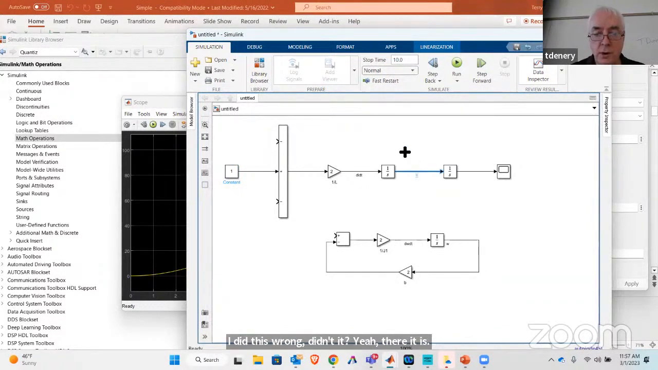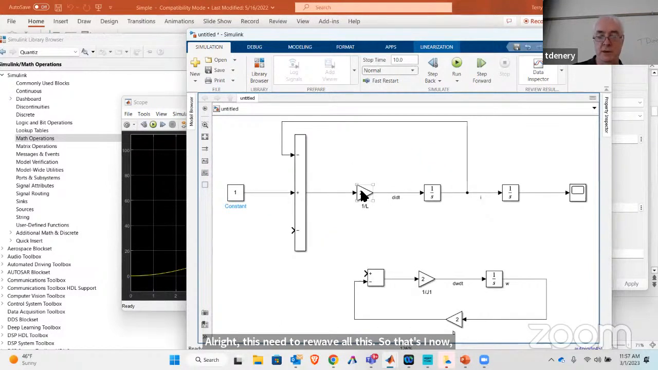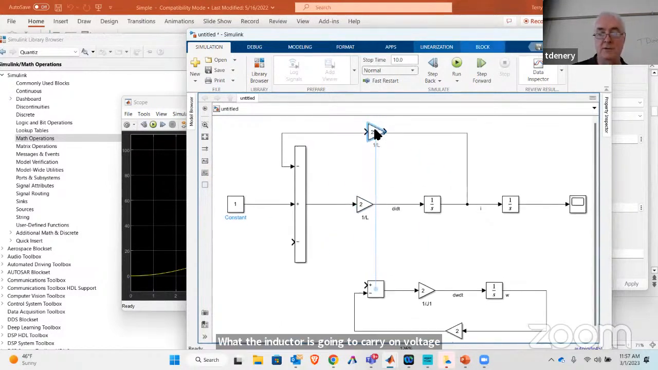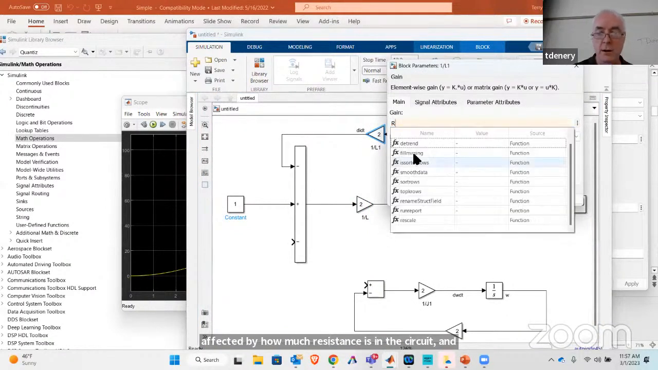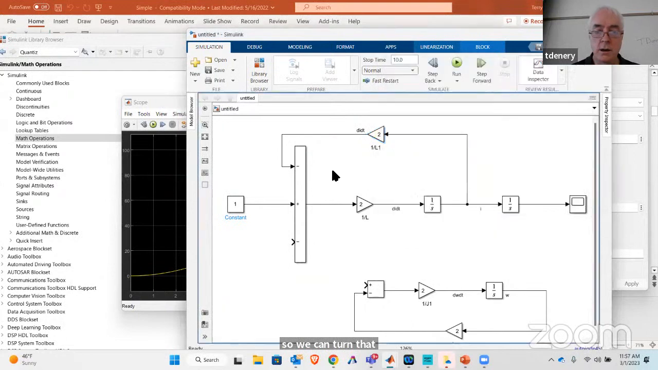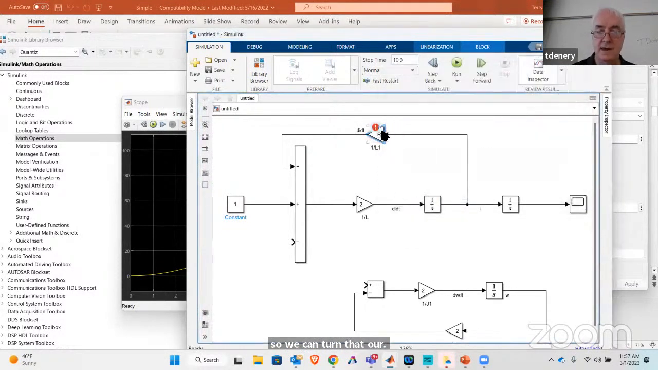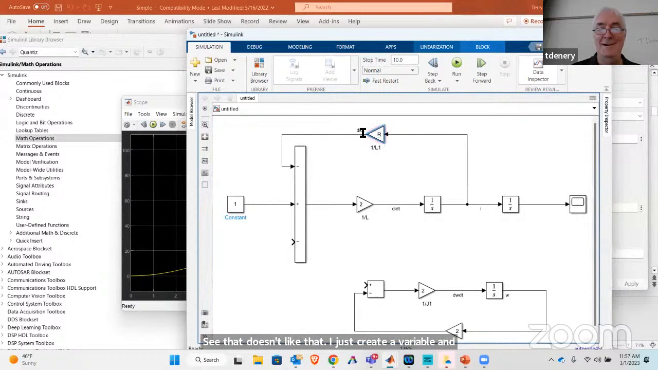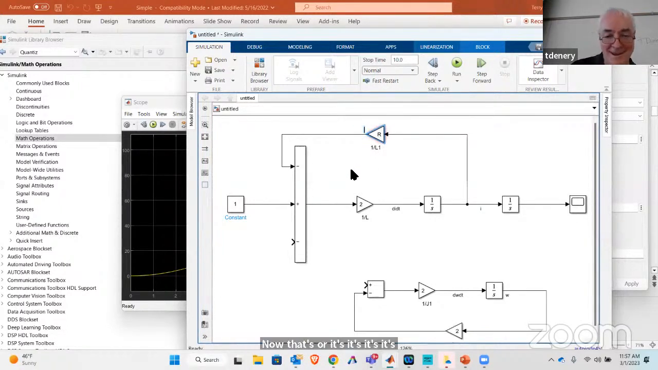And so what the inductor is going to carry on voltage is going to be affected by how much resistance is in the circuit. And so we can turn that off and we'll call that R. Okay. See, that doesn't like that I just created a variable and didn't tell it what it is. It says glowing in pink now. Or it's mad at me. Yeah, that's what the red indicates.